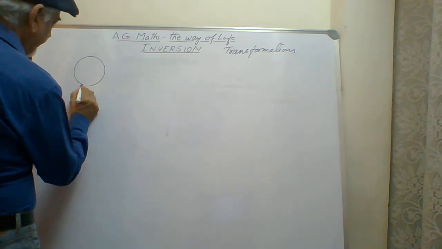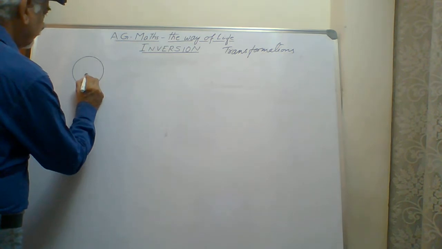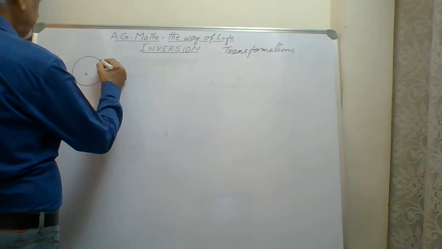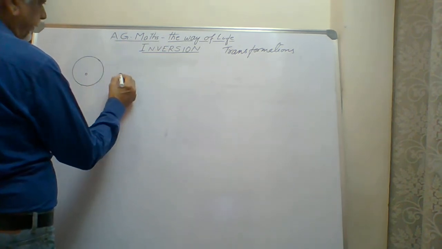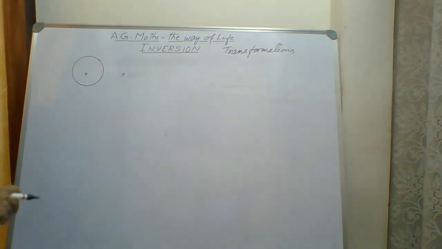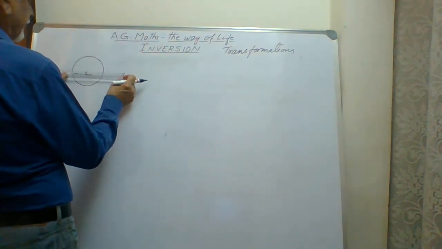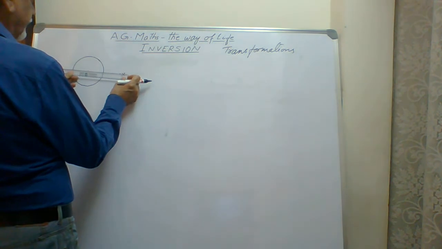So I have drawn a circle here with the center at O. O is the center. Now suppose one of the points, X, is outside the circle, anywhere. We have a point X here. This is a point outside the circle. Now what will happen if it strikes the circle? Where will it go? Let us work out the modality for this.